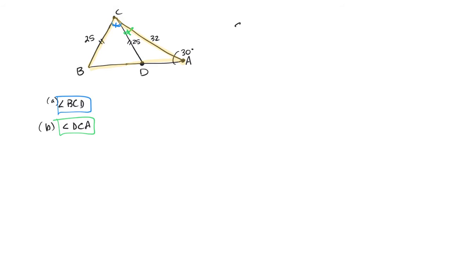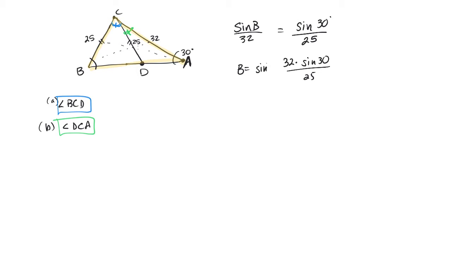So if I take the sine of angle B, that's this one here, all over its opposite side, that would be over 32. That's the same as sine of angle A, which is 30, over its opposite side, which is 25. Okay, so we can solve this. If we multiply both sides by 32, we would get sine of 30 over 25 times 32, and then we would find the arc sine of that, and that gives us that B is approximately 39.8.